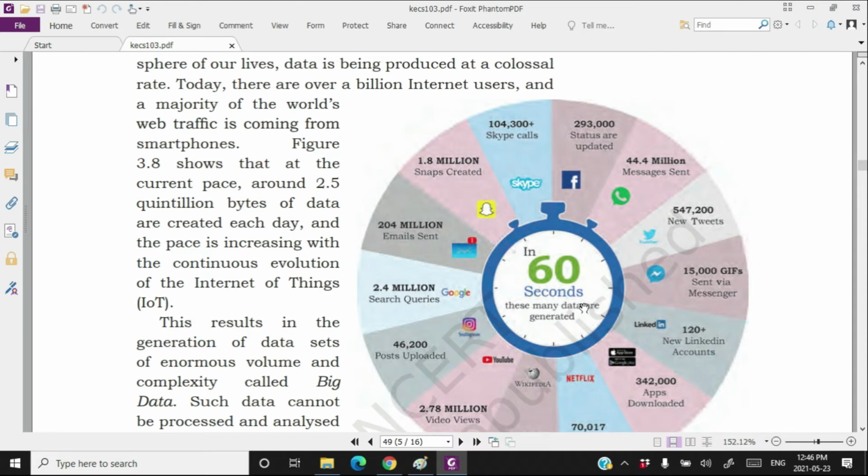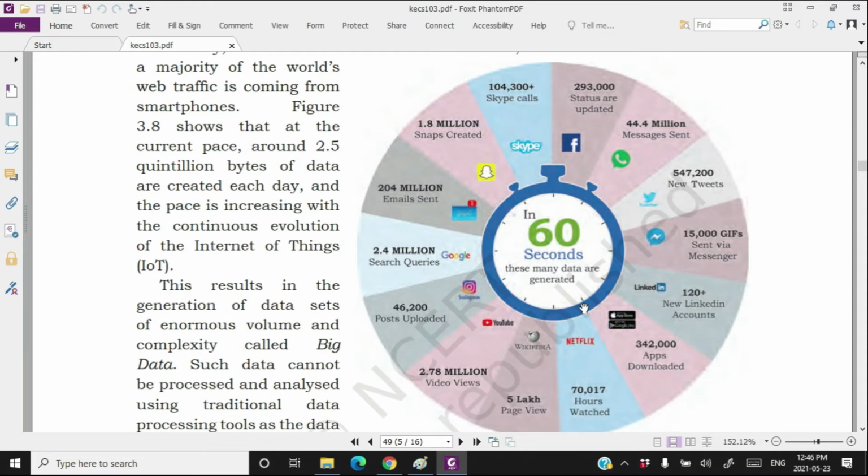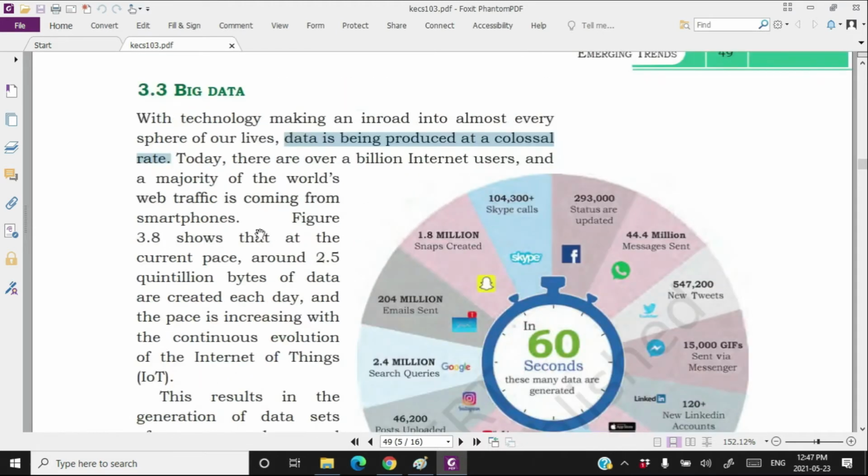So you can see how much data we are using. On Netflix, 70,017 hours of data are watched per minute. So as you can see, how much data humans are using, how much data they are using to upload and download content from the internet. Data is being produced at a very high rate.